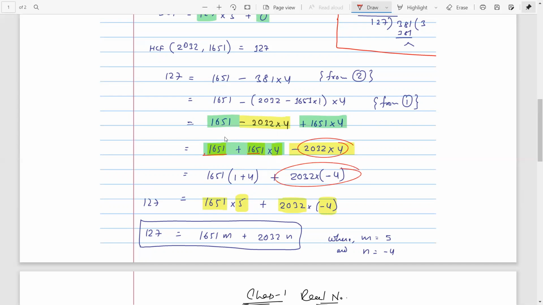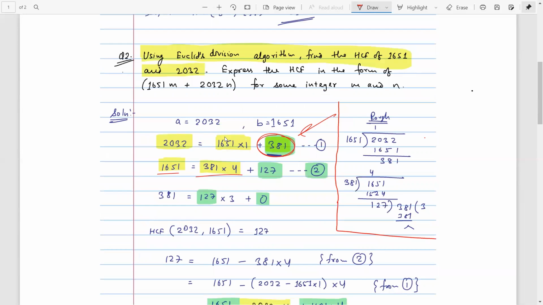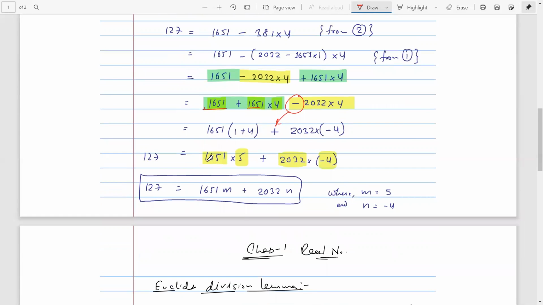And this part I have written as it is. Okay, no, there is a small change. This minus, I made it into a plus. Why did I do that? Because look at the question. In the question, they want a plus 2032 times some number. So even though I got a minus over there, I changed it to a plus. And then this minus, I have to transfer somewhere. I just transferred it to 4 and it became minus 4 over here.